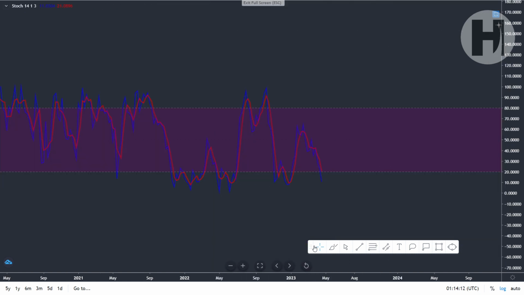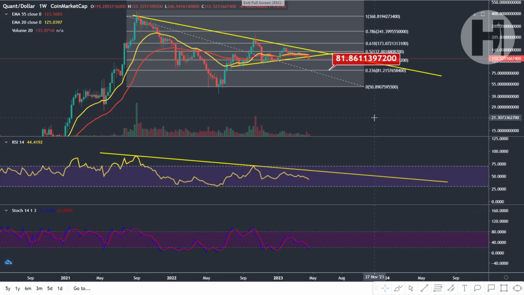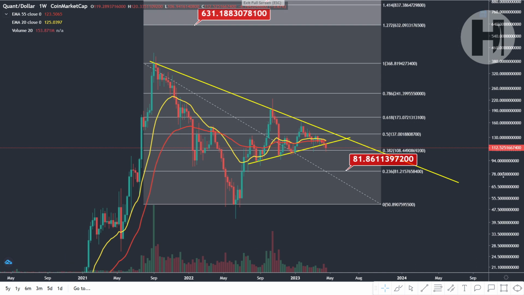If we take a look at the stochastic, you can see that we are in the oversold below the index of 20. And the last time we were sitting there was back in December of 2022. And before that, back in June of 2022, when we actually bottomed out. So this is definitely something that you want to be keeping an eye on if you were looking for entries.